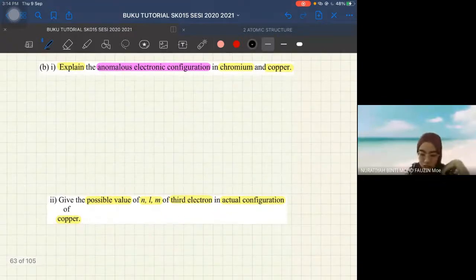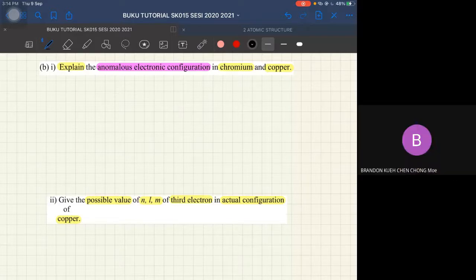Next, explain the anomalous electronic configuration in chromium and copper. Okay, so we want to explain this. What does anomalous mean? Special case. Unusual. Okay.